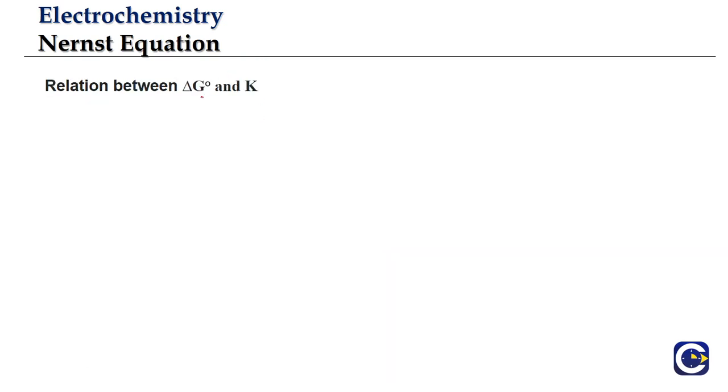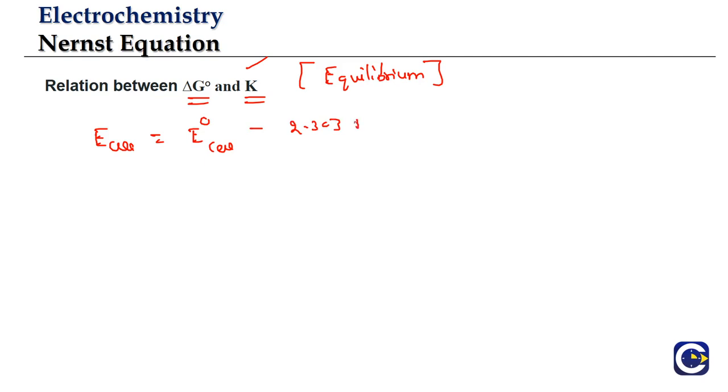Next, we look at the relation between delta G naught and K. This is something we have seen in the chapter on equilibrium also, but there we just took it as an expression without giving the derivation. Here we can look at the derivation. The E cell value is nothing but E naught cell minus 2.303 RT by nF log Q.